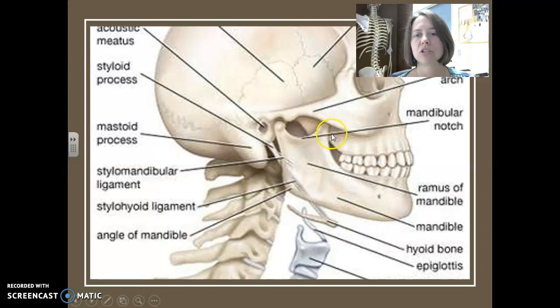And looking at a picture of the cranium and vertebral column, we can see the hyoid, which is that U-shaped bone, and it is not actually attached to any other bones, but there are lots of ligaments and tendons that attach there. It's important for the attachment of the epiglottis and the tongue.